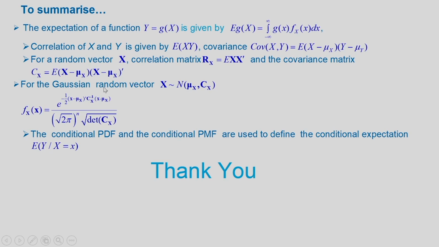And we introduced the n-dimensional Gaussian random vectors, which is given by x. It is a normal distribution with mean mu vector and covariance C_x matrix, and this is the PDF of the Gaussian random vector. The conditional PDF and the conditional PMF are used to define the conditional expectation. Finally, we define the conditional expectation E of y given x is equal to small x. It can be defined in terms of the conditional PDF and conditional PMF.